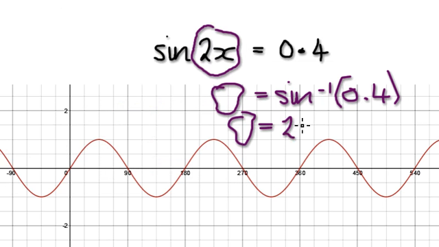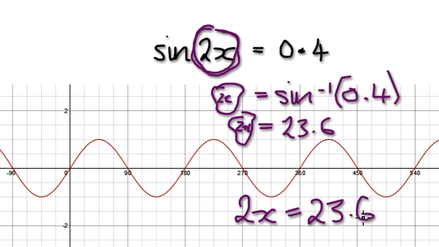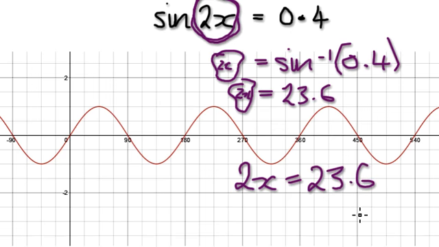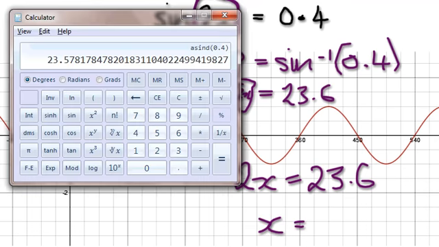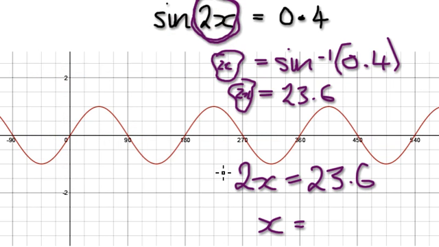So remember, what was in the bubble was 2x. So you can imagine this as being 2x equals 23.6. So x, well, divide both sides by 2. So x equals this number divided by 2, which rounds off to 11.8. So our first solution is going to be around here.